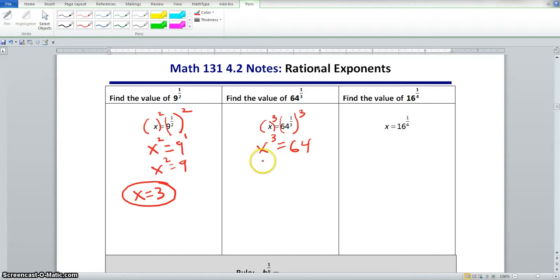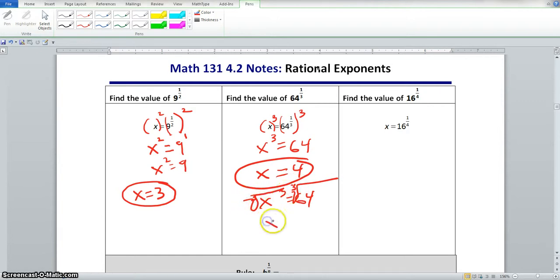Now, we know 4 times 4 times 4 is 64. So we know our answer is going to be x equals 4. Now, let's just go down here. I want to show you how we got x equals 4. If we took this x to the third equals 64, we could take the cube root of both sides. And you could put this in your calculator as well. The cube root of x cubed is x, and the cube root of 64 is 4. This is how we got x equals 4 as our answer.